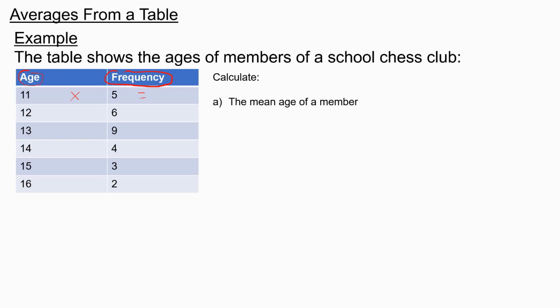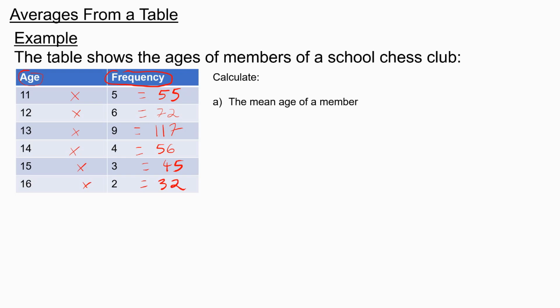So 11 times 5 is 55, which is what we would have if we added up 11 5 times. 12 times 6 is going to be 72. 13 times 9 is going to be 117 nearly. 14 times 4 is going to be 56. 15 times 3 is 45, and 16 times 2 is 32.